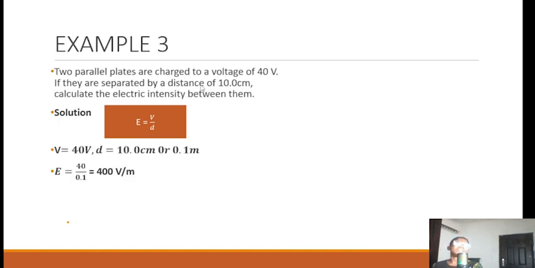Look at this question. Two parallel plates are charged to a voltage of 40 volts. If they are separated by a distance of 10 centimeters, calculate the electric field intensity between them. So simple. We already have that our electric field intensity is equal to V divided by the distance, right? We were given the distance to be 10 centimeters and the voltage to be 40. The answer is 400 volts per meter.